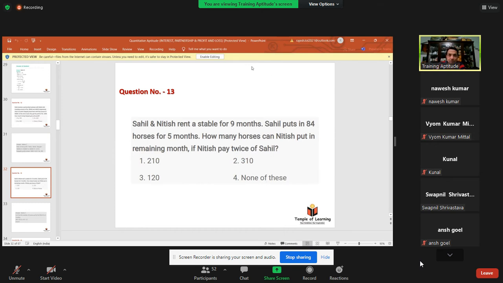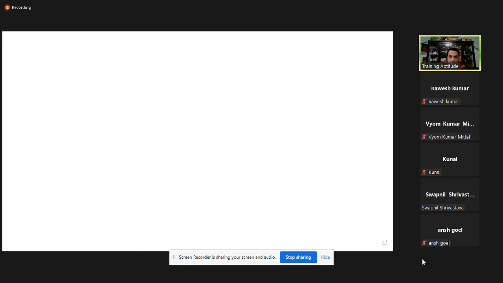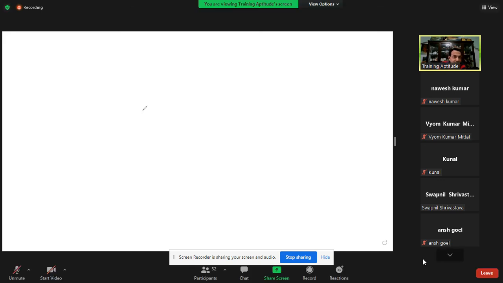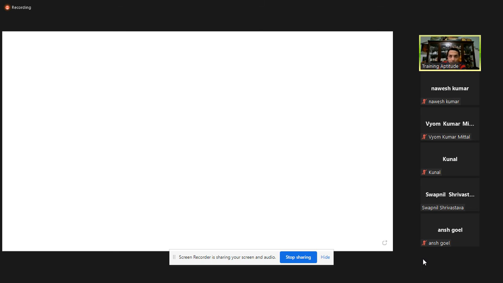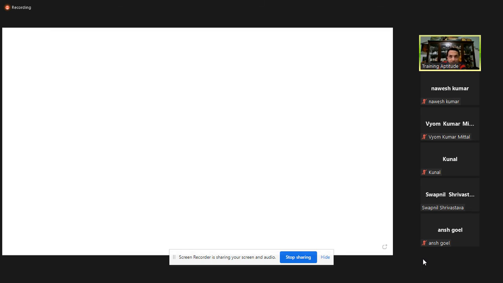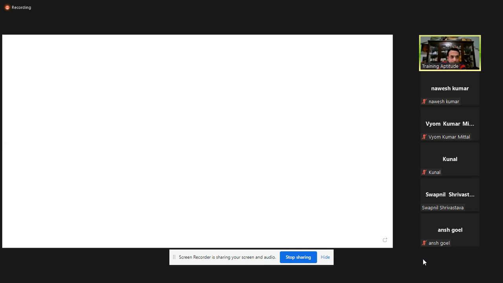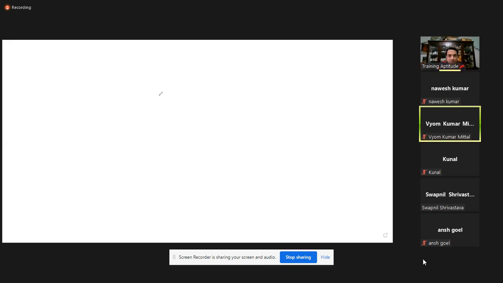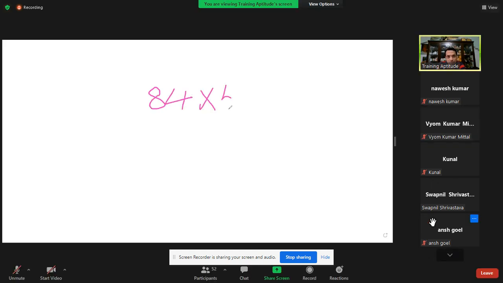So how many horses Nitish puts in should be, okay, how much did Sahil put in, students? How many horses did Sahil put in? 84 horses for 5 months. This is 420.